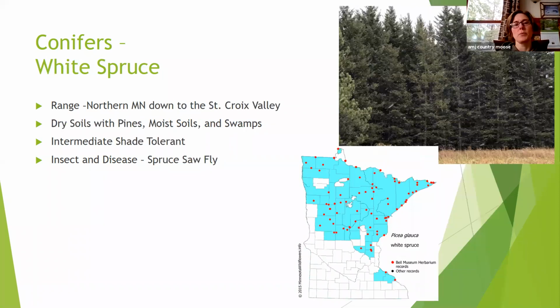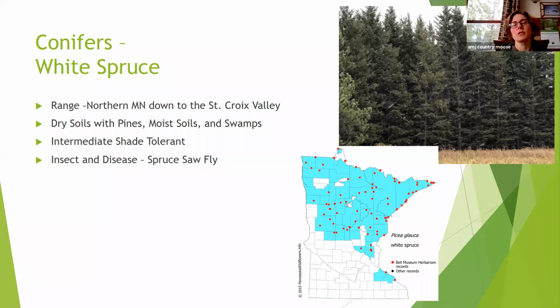White spruce is our upland spruce found in northern Minnesota all the way down to the St. Croix Valley. They can do well on dry soils with our pines, our moist soils, and you can also find them in swamps. So they're very adaptive. Most commonly, we'll plant them in that transition zone where it's a little wetter because our pines won't do as well there. So that's a good location for them. They're intermediately shade tolerant, and they do have a spruce sawfly insect that will attack them when they're in their early stages of growth.